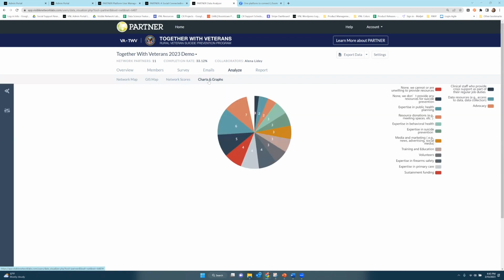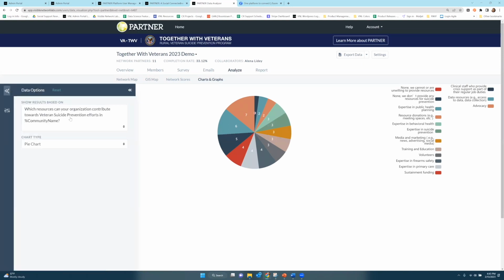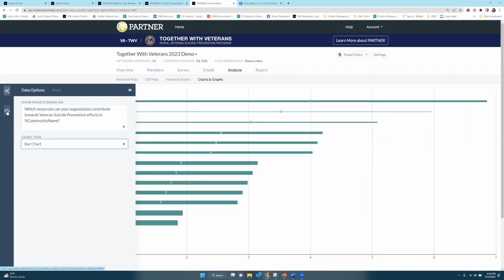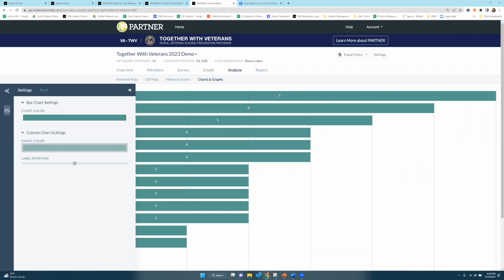You can go into the charts and graphs area. This is where you can visualize any data that is what we call non-relational, so any single choice, multiple choice, or open-ended question that was asked in your survey. Right here is showing which resources your organization can contribute. You can visualize that as a pie chart, a column chart, or a bar chart. You're also able to change different settings like colors or label rotations.